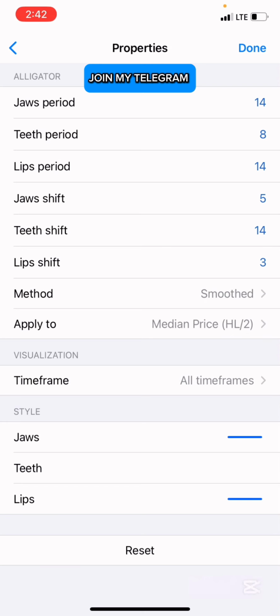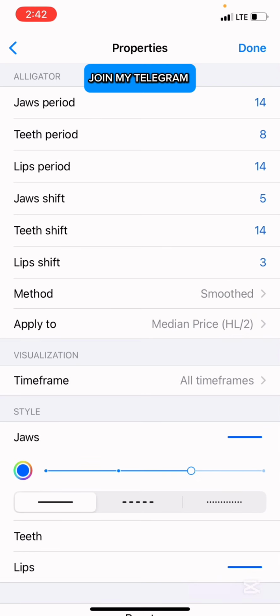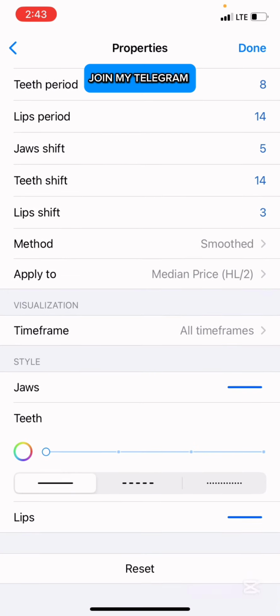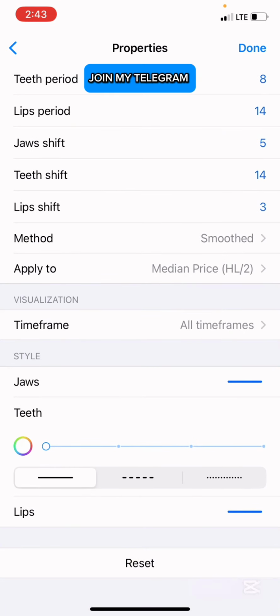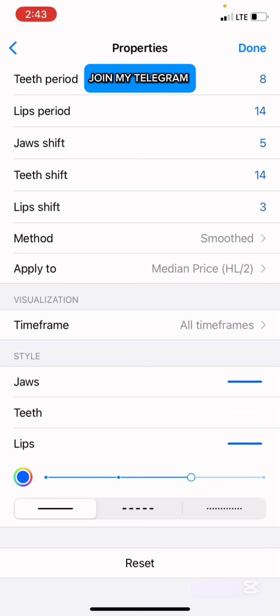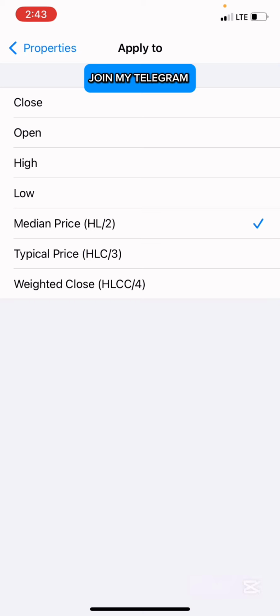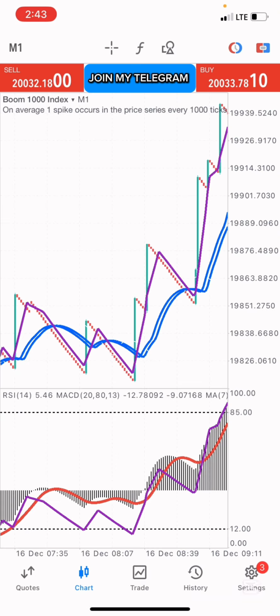The jaw, I put that on 3 pixels with the color blue. The teeth, I use the color white on 1 pixel. The lips, I put that on 3 pixels and the color blue. Alright, the method is smooth. Then I apply to median price. Okay, then you click on done.